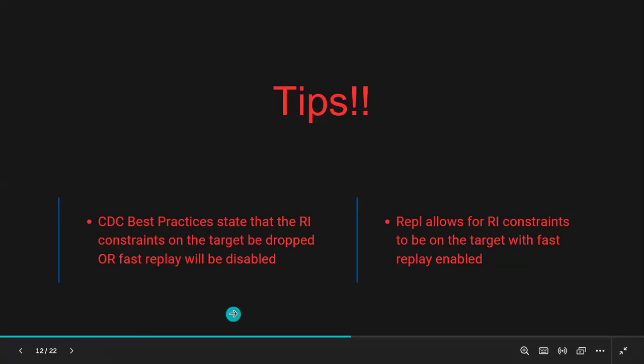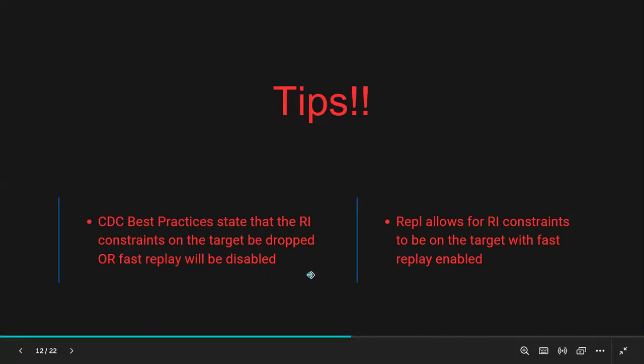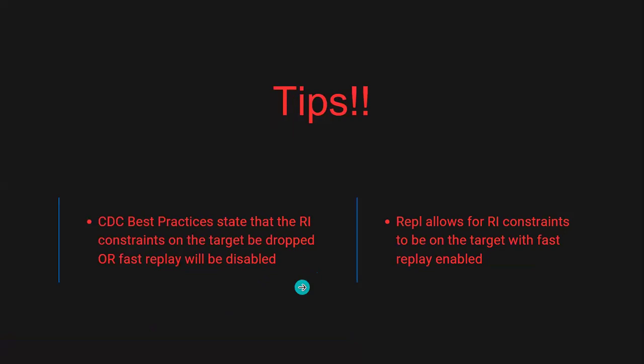Basically, CDC best practices state that the referential integrity constraints on the target be dropped, or disabled, for fast replay. Because if you want your data to be loaded very quickly, you have to disable the constraints on the target. It means you only need downtime while you disable the constraints, load the data, and enable the constraints again. While loading the data, you first need to refresh, and CDC will apply every delta change from your source to the target. So CDC's best practice is to drop the constraints. Additionally, if they are not dropped, it will be taken care of by CDC as well.